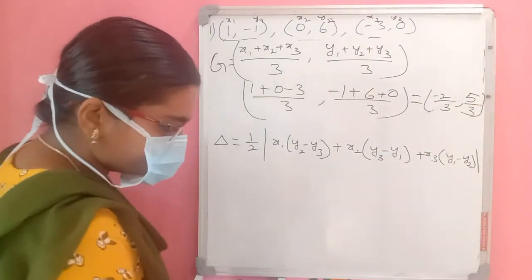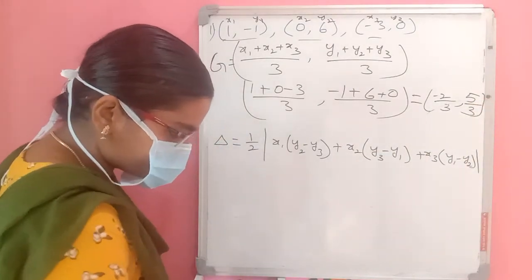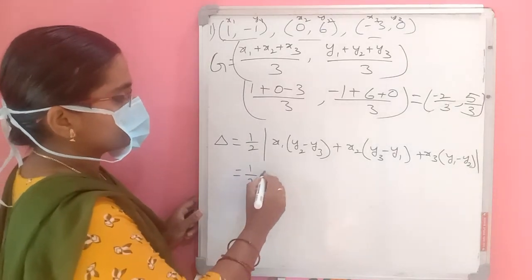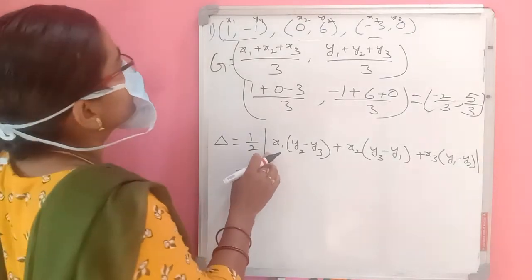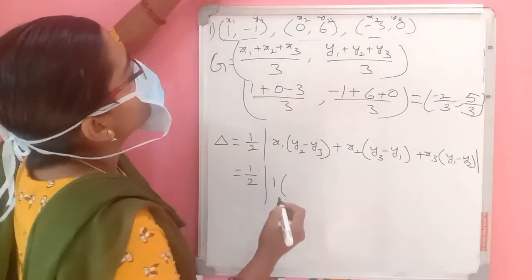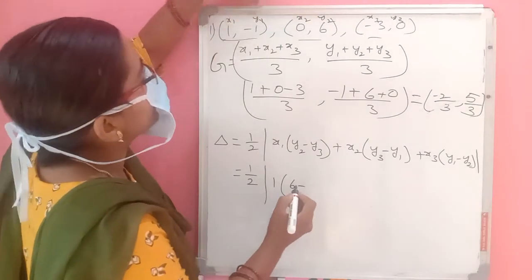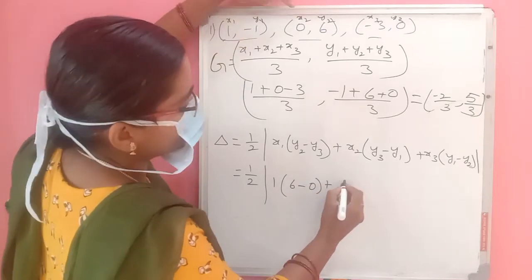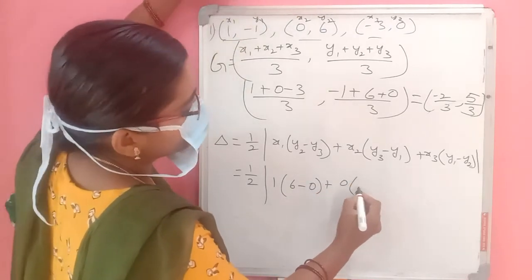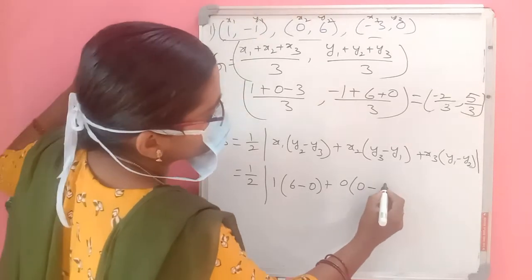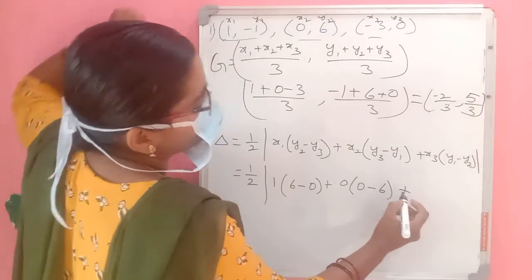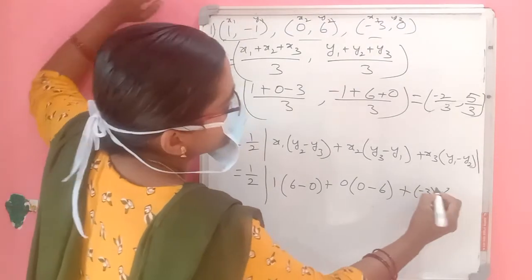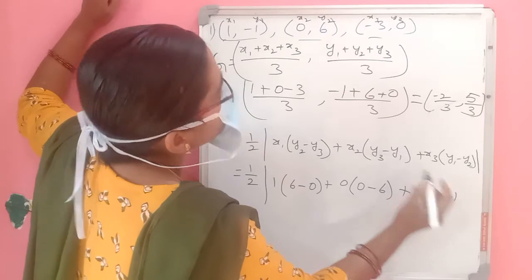Completed. So here, substitute those values: modulus of x1, which is 1, into (y2, 6, minus y3, 0), plus x2, 0, into (y3, 0, minus y2, 6), plus x3, minus 3, into (y1 minus y2), which is 1 minus 6.